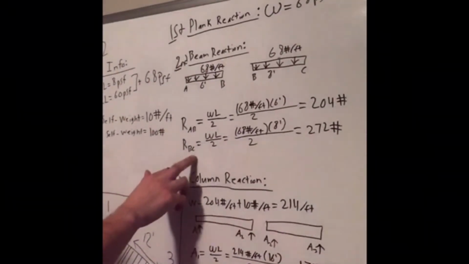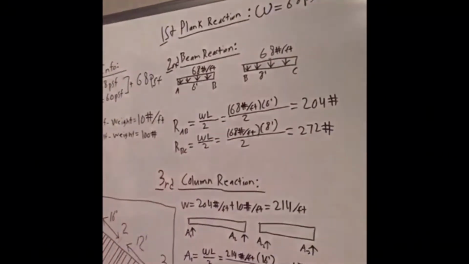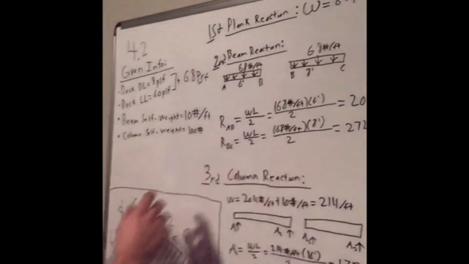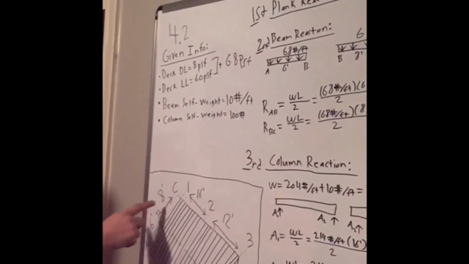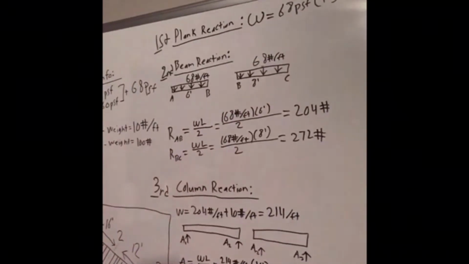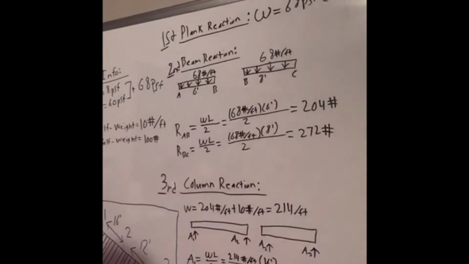Same thing with B to C. You're going to have your total load times your length over 2. The total load, once again, is 68 pounds per foot. This time we're going to multiply by 8 feet instead of 6, since B to C is 8 feet. Once we plug that 8 in and divide it by 2, that gives us a reaction from B to C of 272 pounds.